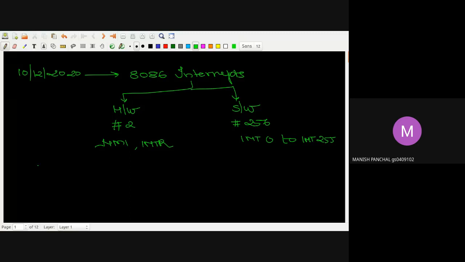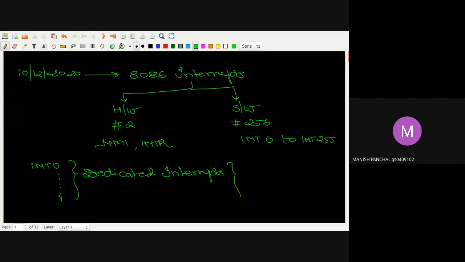We have seen that the first five, from INT 0 to INT 4, are called dedicated interrupts, and their functions are defined by some internal operation of the 8086 microprocessor. For example, INT 0 stands for the divide by zero interrupt. The second is called the single step interrupt. The third one is called the non-maskable interrupt. Another one is called the breakpoint interrupt, and the last one is called overflow.